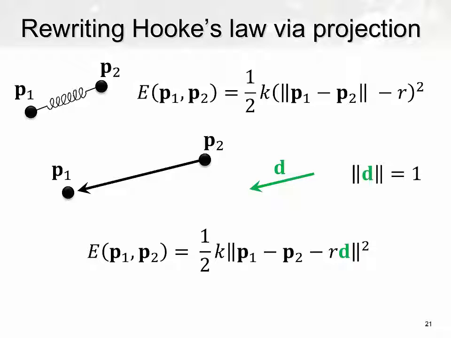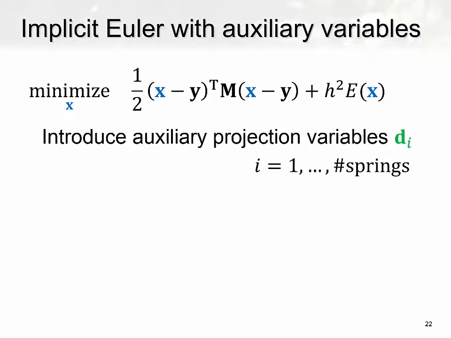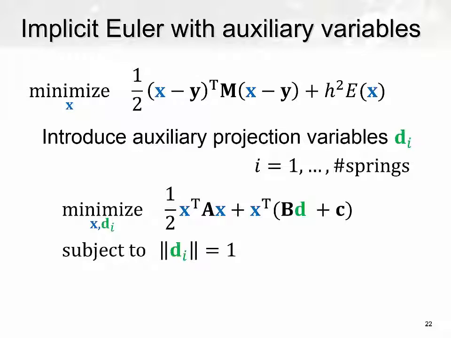Now the main idea here is that the projected directions D can be introduced as new auxiliary variables into our optimization problem. And that's why I colored them green, because they are a special type of unknowns. So if we take the original implicit Euler problem and introduce these auxiliary projection variables Di, one for each spring, we will end up with the following optimization problem. After some matrix algebra, we'll distill it to this form, which has some constant matrices A and B and a constant vector C. And again, you can show that these problems are equivalent. You're just rewriting each other.